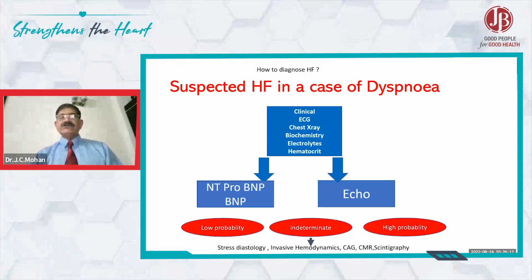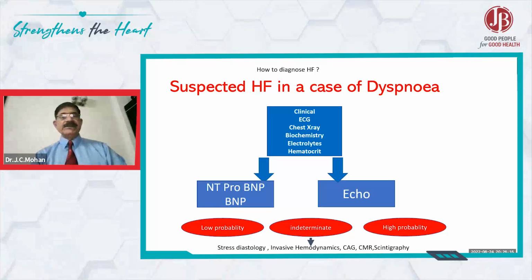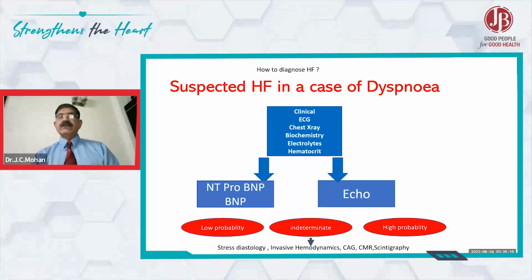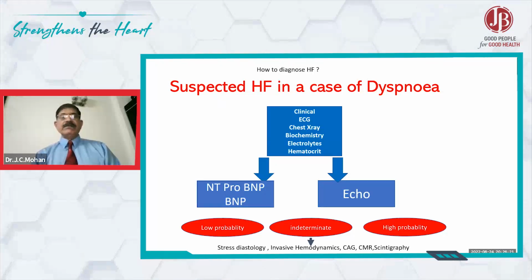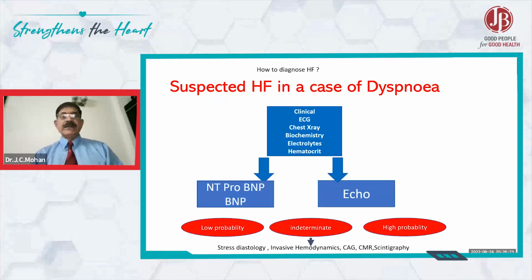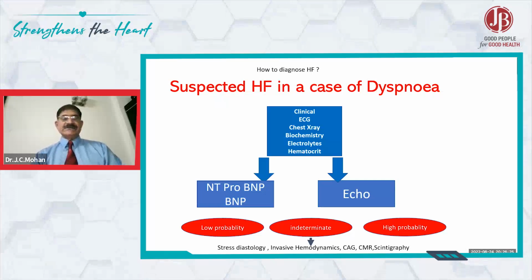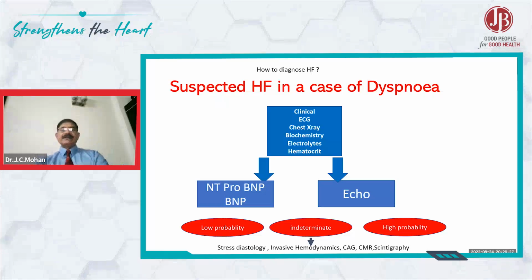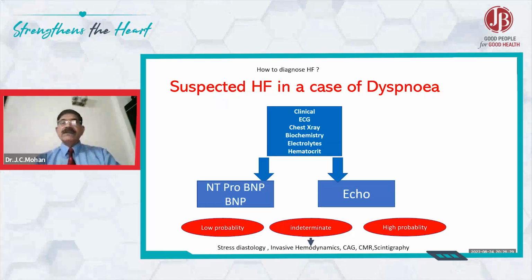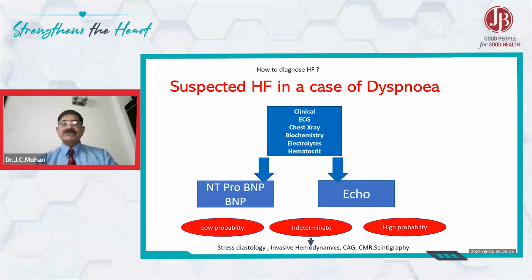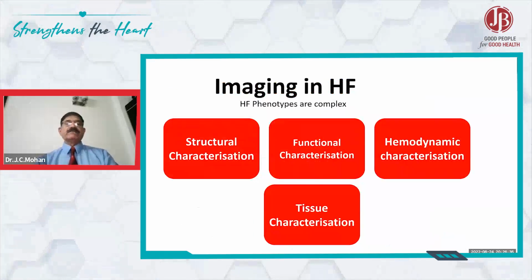Based upon these two tests, you can arrive at three probabilities. Low probability of heart failure when both of these are not suggestive, high probability when both of these are suggestive, and indeterminate when one of these is suggestive. And in indeterminate cases, you might have to do many more tests like invasive hemodynamics, coronary angiography, cardiac MR, scintigraphy, and so on and so forth.